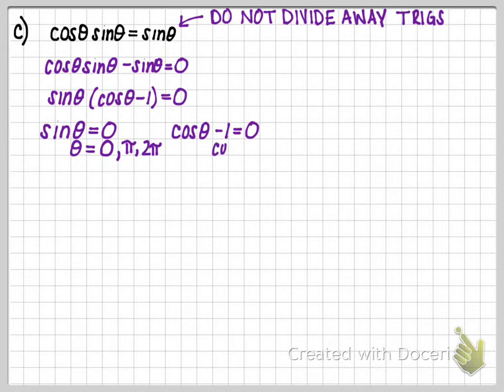Over here we'll add 1, so where is my cosine equal to 1? I'm just going to get those same answers, 0 and 2 pi. Alright, cool.